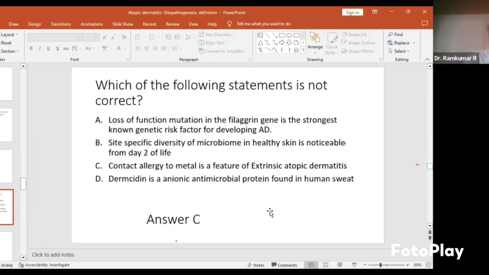And dermcidin is very interesting. It is the only anionic antimicrobial protein. Most of them are cationic.